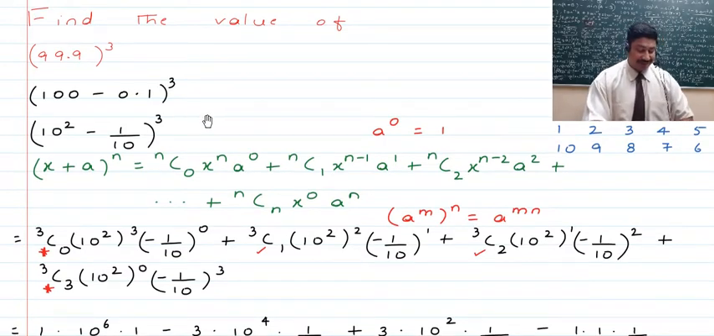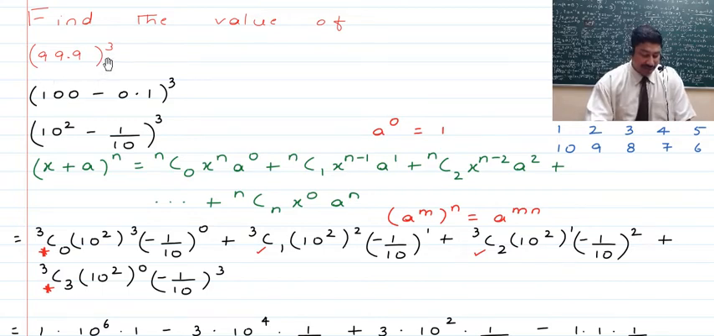So children, just quickly discussing this, we have 99.9 raised to the power 3, which requires to be calculated. So now we have 99.9, which can be written as 100 minus 0.1, right? And the power will remain the same. Now we will write 100 and 0.1 as powers of 10. So we have 100, which can be written as 10 raised to the power 2, and shifting the decimal for the second term, we can write it as 1 upon 10.